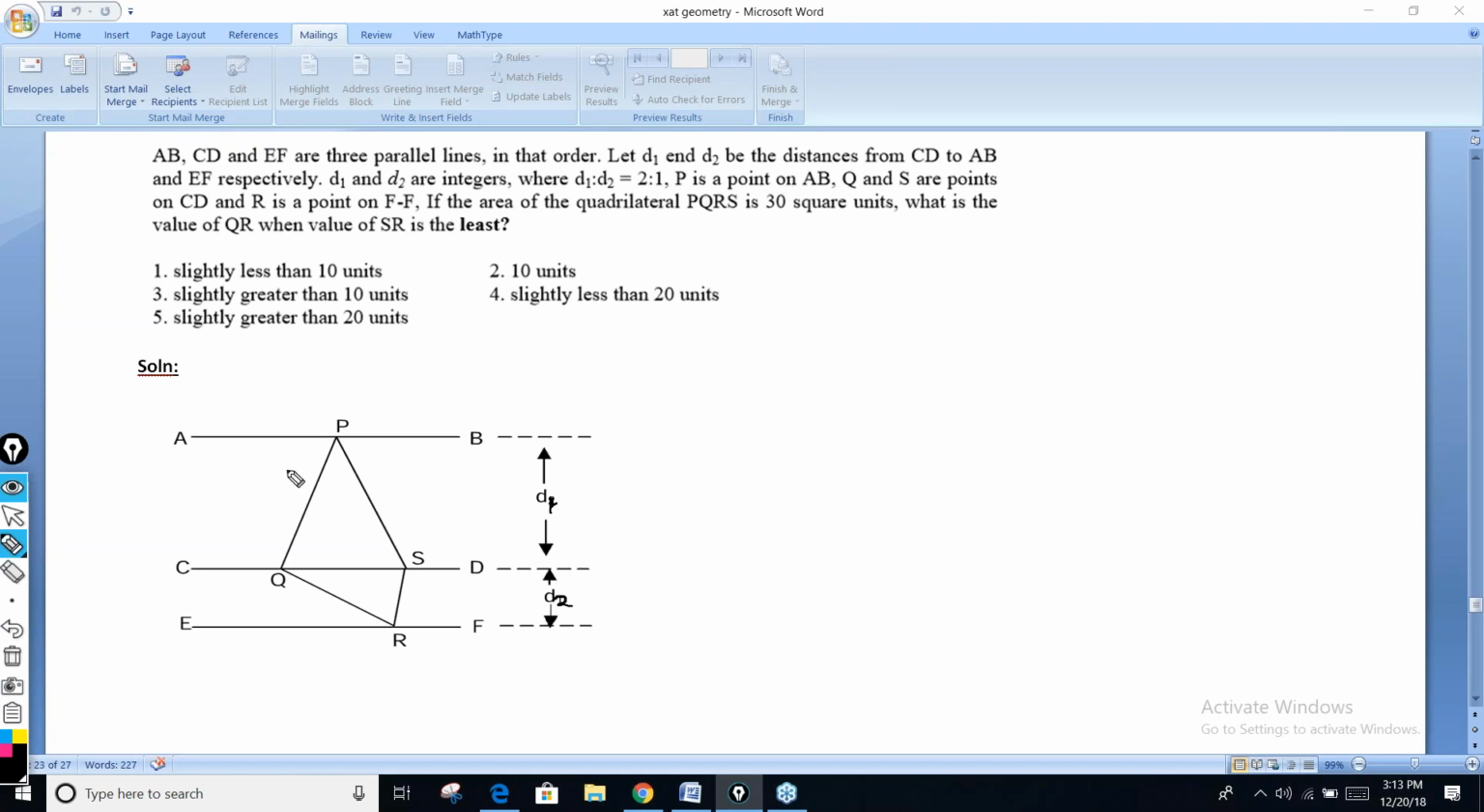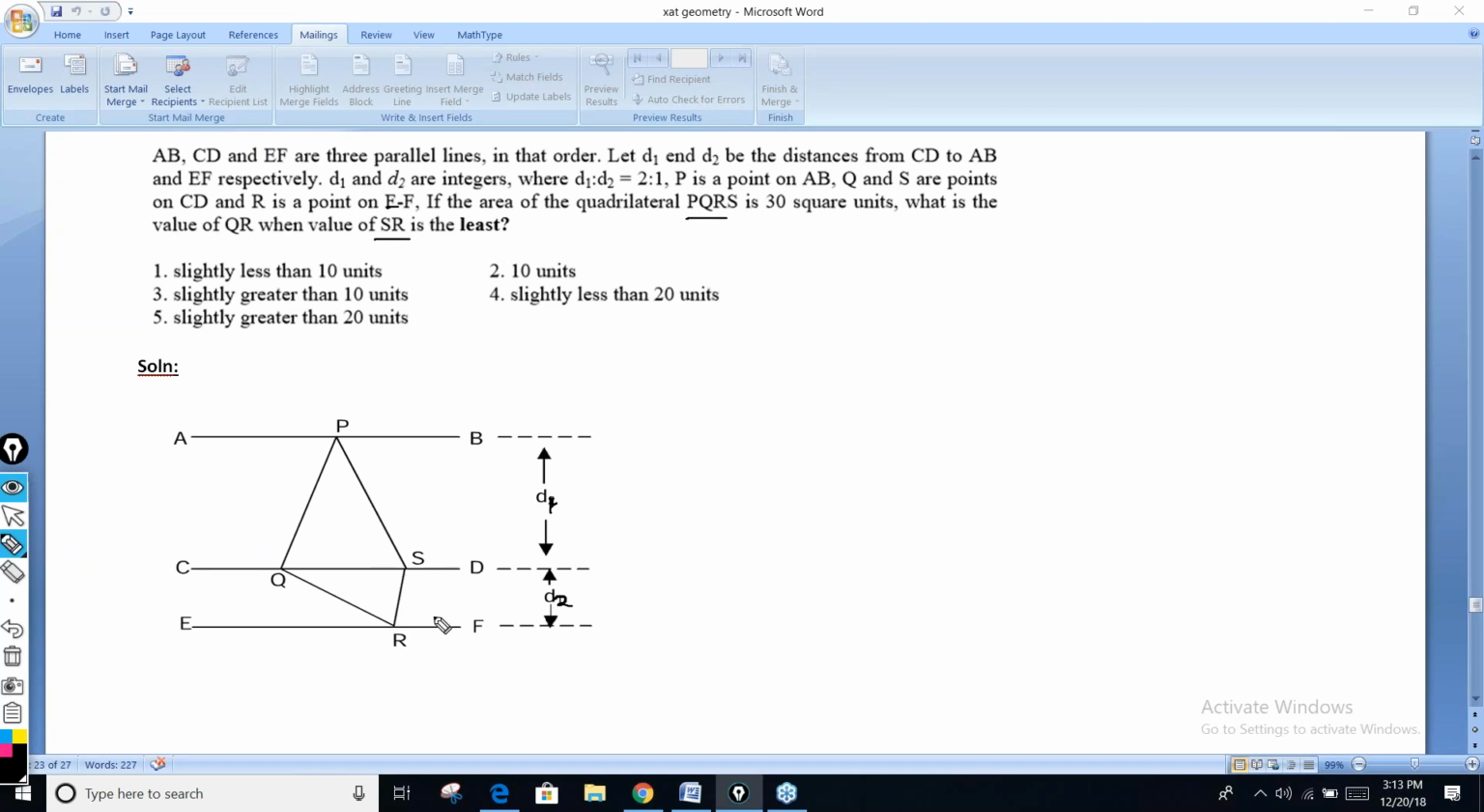P is a point on AB. Q and S are on CD and R is on EF. If the area of the quadrilateral PQRS is 30, this area is given as 30. What is the value of QR when the value of SR is the least?